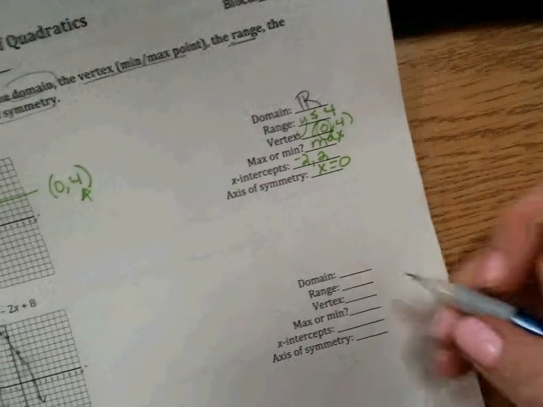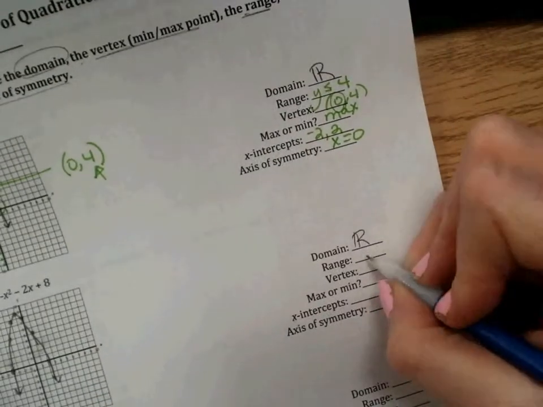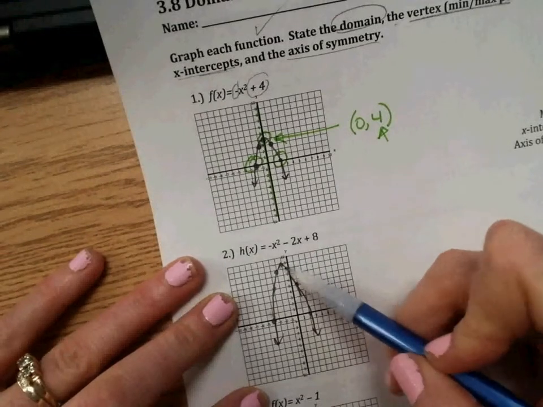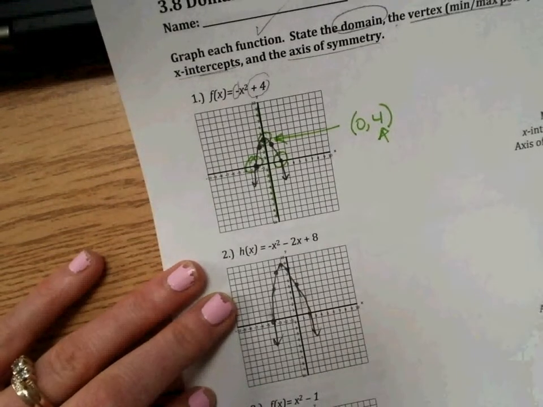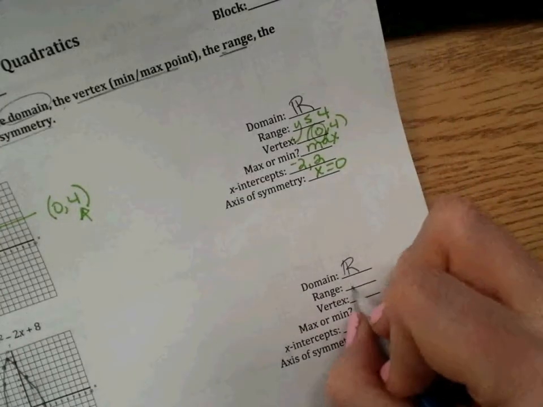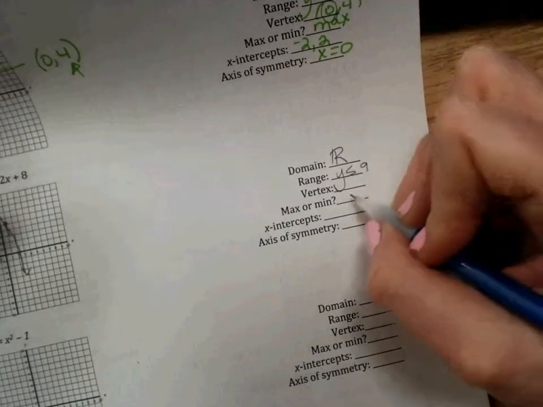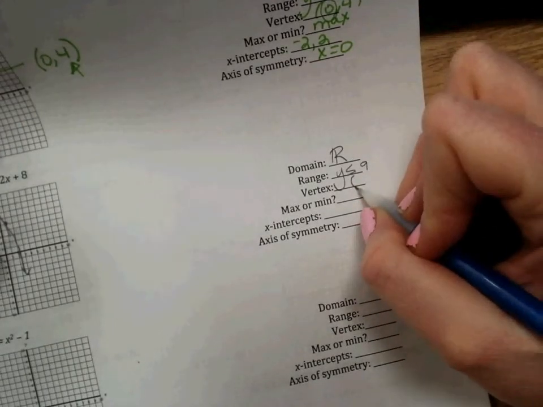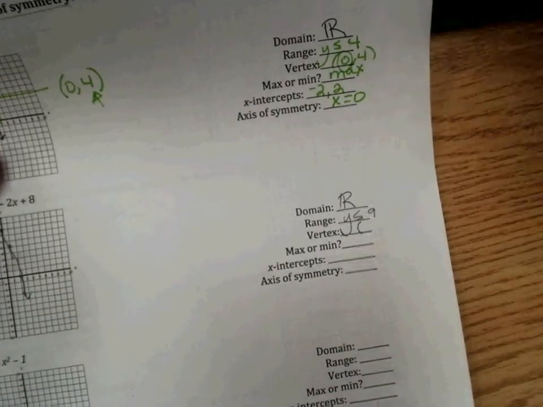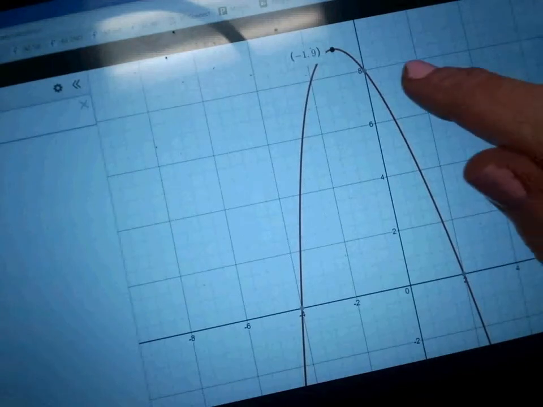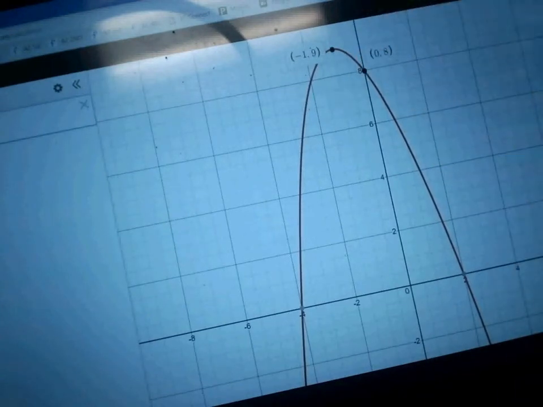Domain, all real numbers. Range, we have a maximum and it's at 9. So that means that our y values will be less than or equal to 9. The vertex, as we saw earlier, is at, again, it's so nice on this tool, you can just tap on it and it will appear. Any point really works that way. So negative 1, 9 for the vertex.